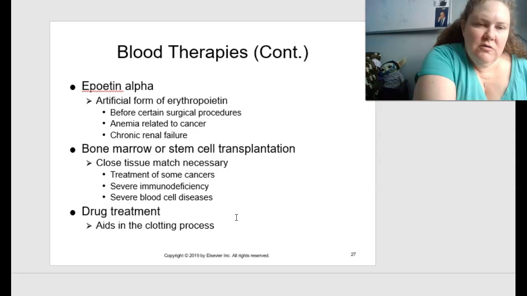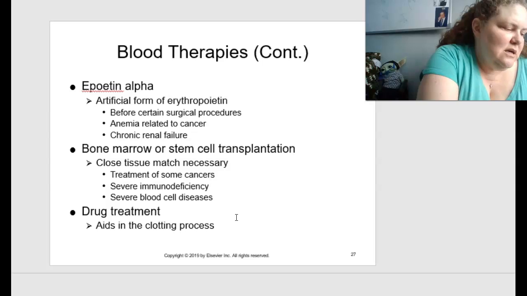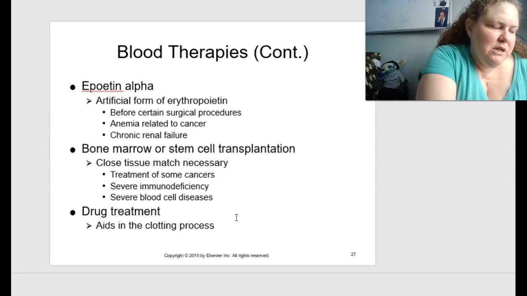In cases of malignant diseases, cancer, pretreatment with chemotherapy or radiation is required to destroy tumor cells before the transplant. We also have drug therapy, and basically these are for patients that are suffering from a lack of blood clotting capability. And so these are going to aid in the clotting process.